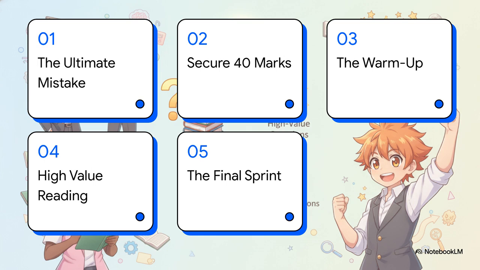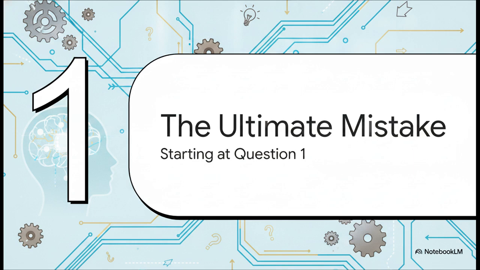Here is your tactical playbook. We'll start with the ultimate exam mistake. Then, step 1, securing 40 marks. After that, step 2 is the warm-up. Step 3 covers high-value reading. And finally, step 4 is the final sprint. All right, let's get into part 1, the ultimate exam mistake.